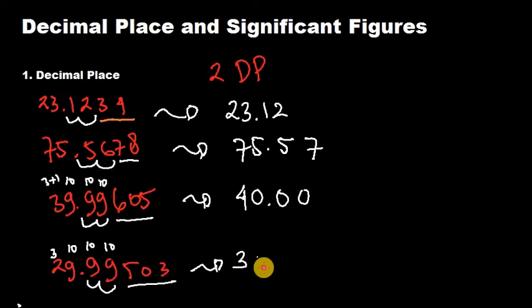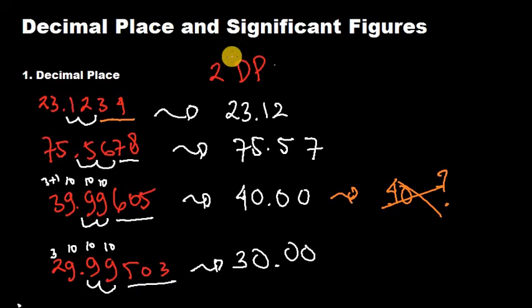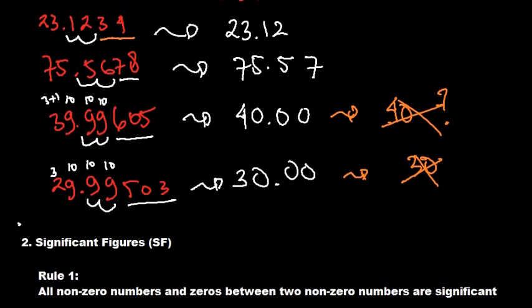This one is 0, this one is 0, this one is 0. But can we just write this as 40? Is this correct? No, we cannot, because the question is 2 decimal places. By writing 40.00, we know that it is 2 decimal places. It is rounded up to 2 decimal places. Same thing with this. Can we change it into 30? Absolutely not. By doing this, we know it is 2 decimal places. So that is for decimal places.